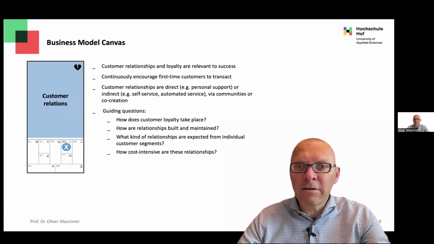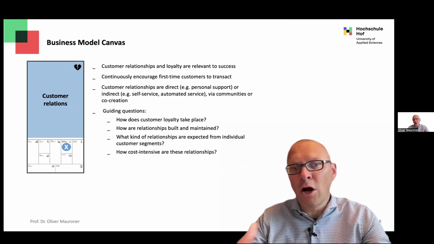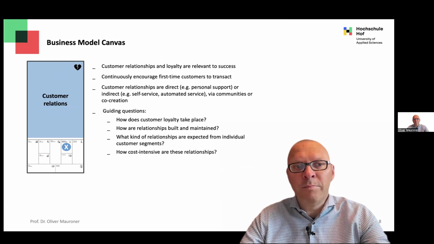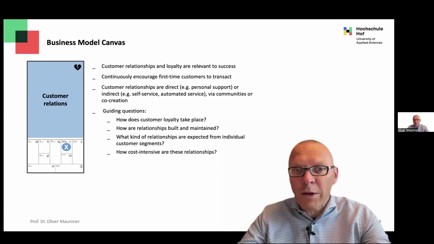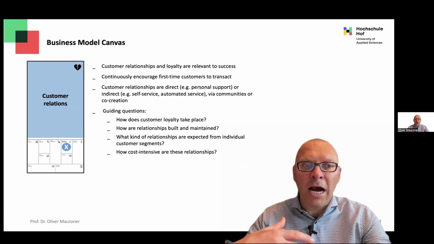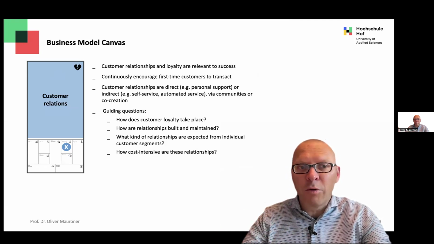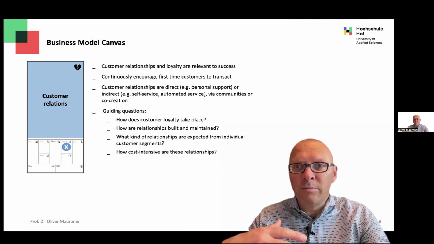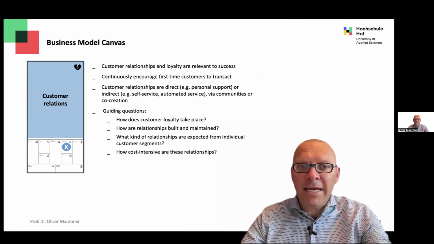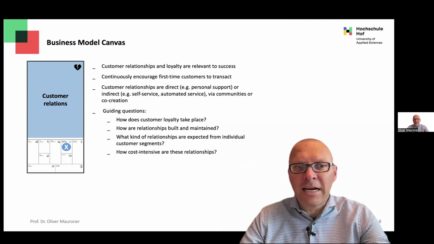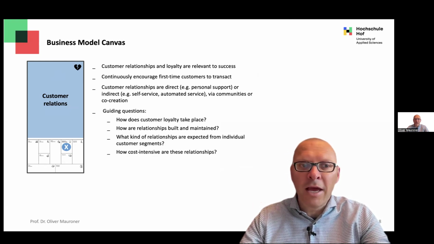So building customer relationships, the next building block, is the key to loyalty and to business success. So the question is, if a firm offers personal assistance, for example, self-service, automated support, also if a company exists for co-creation, for user interaction, how are the relationships built and how are they maintained? So all this influences customer satisfaction, loyalty, and retention.